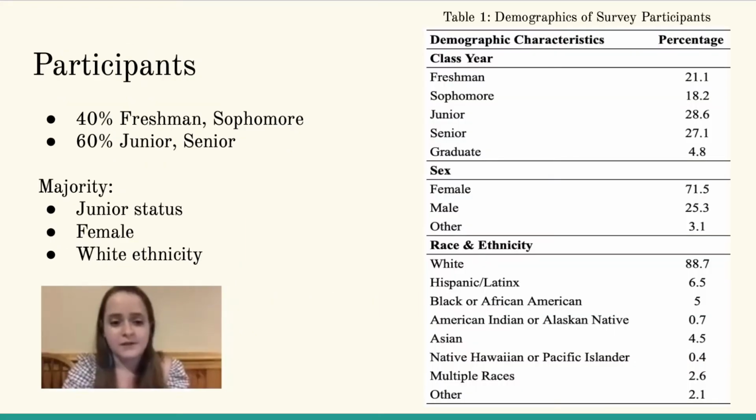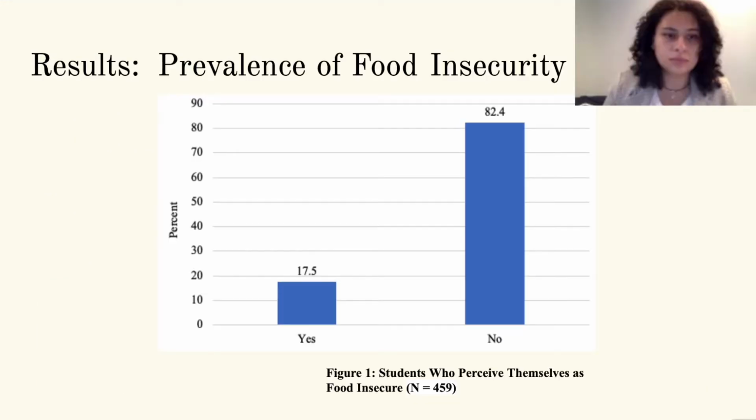In terms of our participants themselves, we had about 40% respondents in the freshman and sophomore category and 60% juniors and seniors. In terms of majority, most of the students who answered were of junior status, female in gender, and white in ethnicity. So going to our results, displayed here is figure 1, and it is the prevalence of food insecurity. This represents students who perceive themselves as food insecure. The data collected shows that 17.5% of students at the mid-sized private institution in the Northeast studied perceive themselves as food insecure.